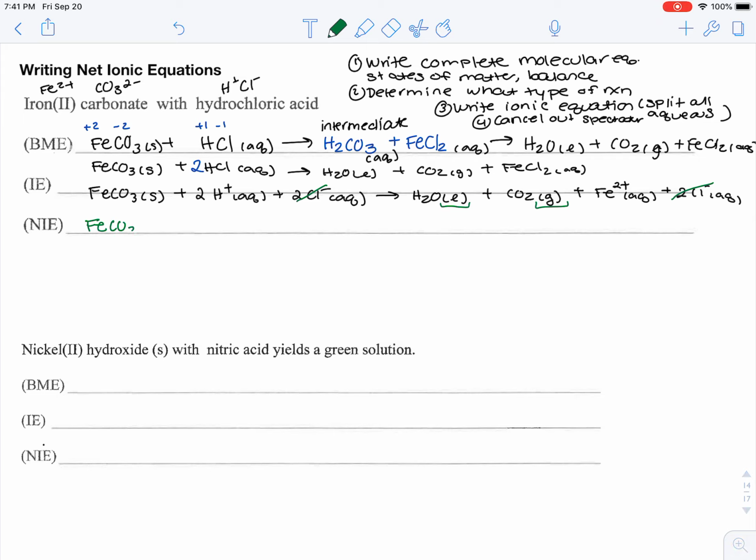Iron carbonate plus 2 hydrogen ions makes water, and carbon dioxide gas, and iron 2 plus ion. And then you can see I have an iron on both sides, a carbon, 3 oxygens, 2 hydrogens. I'm completely balanced as well.